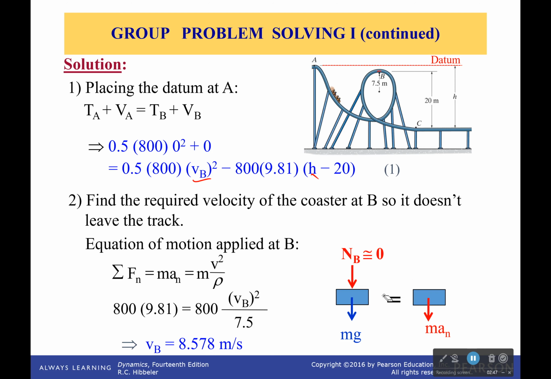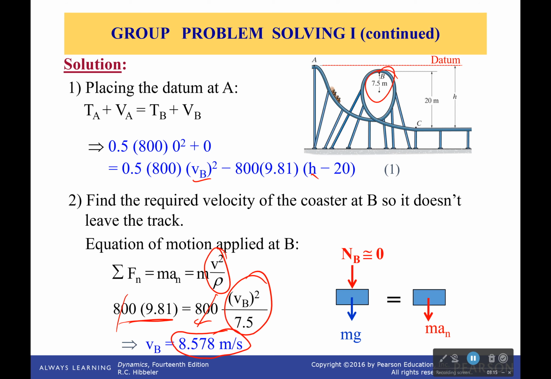So let's look at this. I know what gravity is. I know what the mass is. That's pretty easy. And the mass doesn't change. It's on both sides. I actually don't even need the mass for this. And I know what my centripetal acceleration is. It's v squared over rho. And luckily they gave us the radius. And so from this, I should be able to solve. And I get that it has to go at a velocity of 8.578 meters per second.